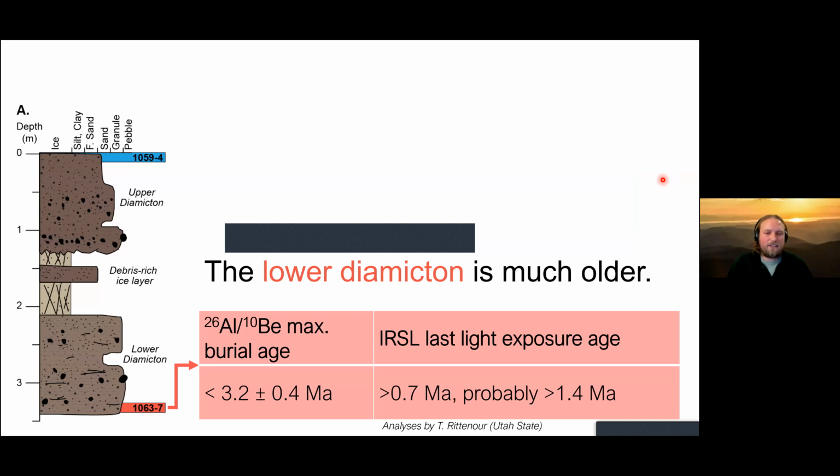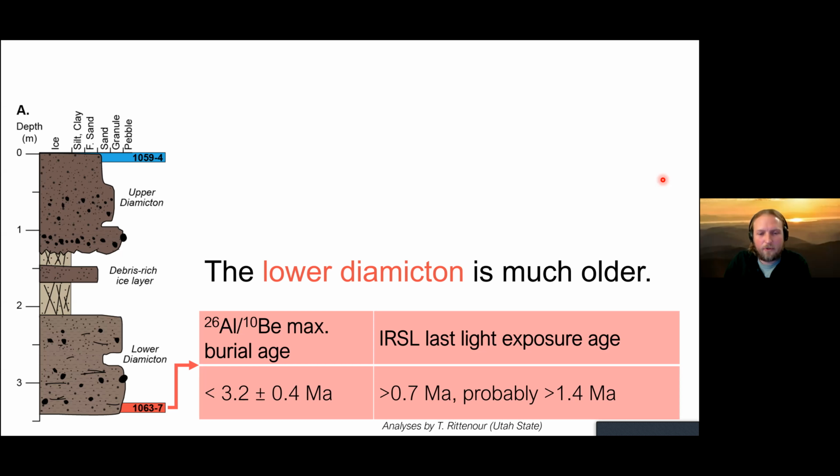So now let's talk about our age constraints. The lower diamicton is much older. The aluminum-beryllium burial age has a maximum age of 3.2 plus or minus 0.4 million years. And the infrared luminescence age of feldspars has a last light exposure age of greater than 0.7 million years and probably more than 1.4 million years.